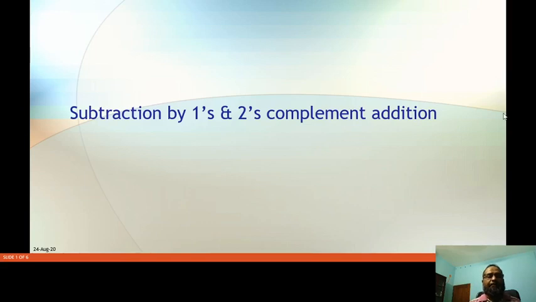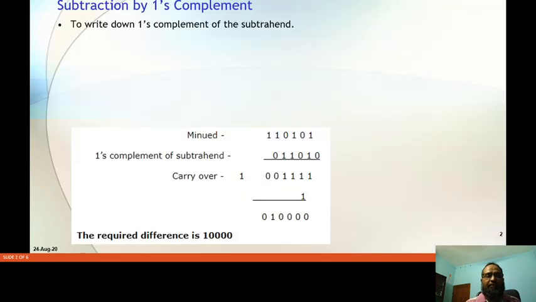Hey students, today our discussion is on subtraction by ones and twos complement by addition. As I mentioned in the previous class, addition is quite simpler than subtraction. So subtraction can be carried out by using addition. That's why we have two types of subtraction: by ones complement as well as twos complement addition.